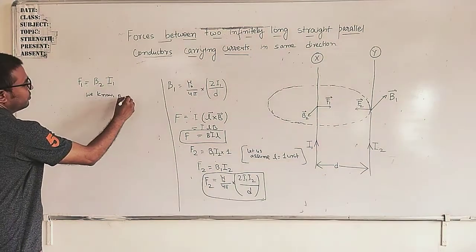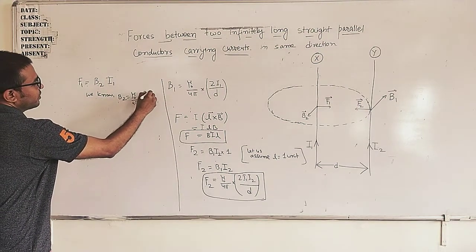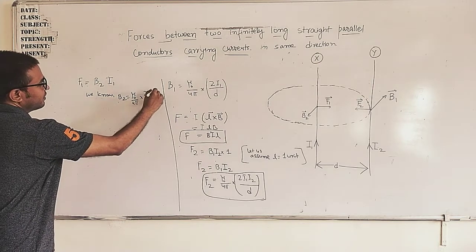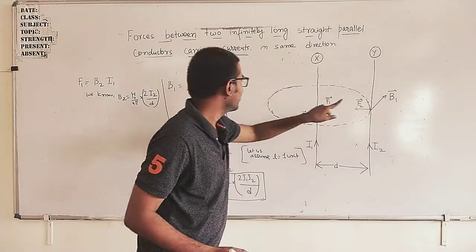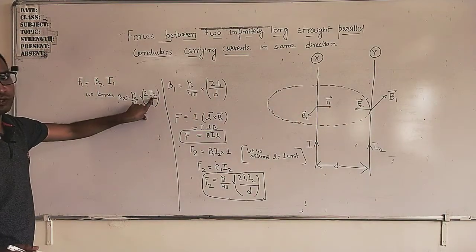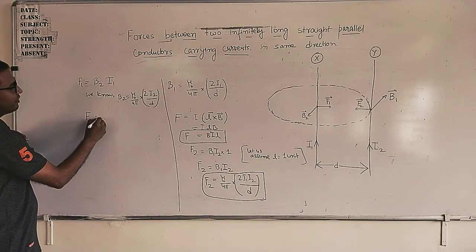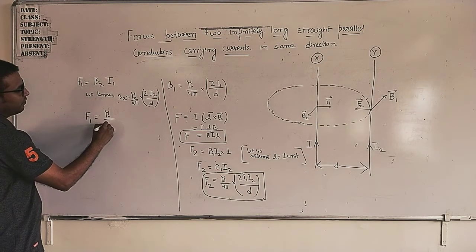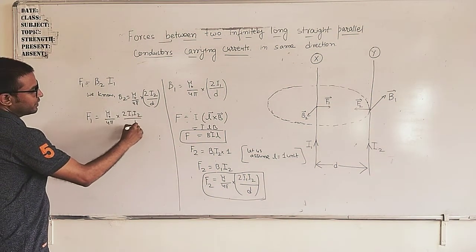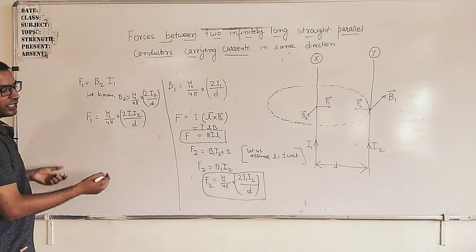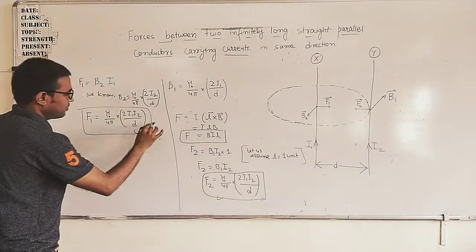B2 must be equal to mu naught divided by 4 pi, which is a common thing, into 2 I2 by D. Actually it is due to this current, so the magnetic field expression will have the I2 current. So putting this value, we get F1 is equal to mu naught by 4 pi into 2 I1 I2 divided by D. This expression and that expression are both the same.